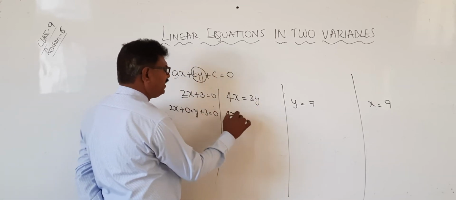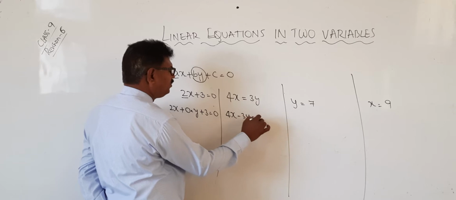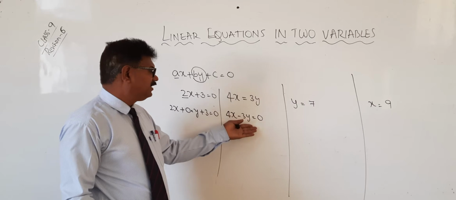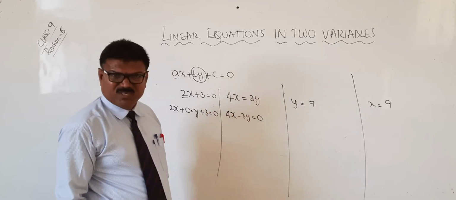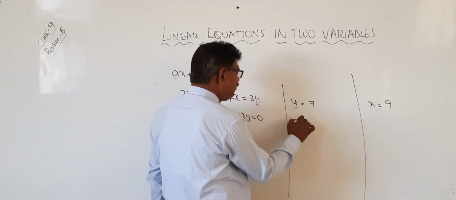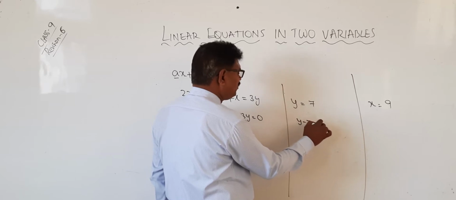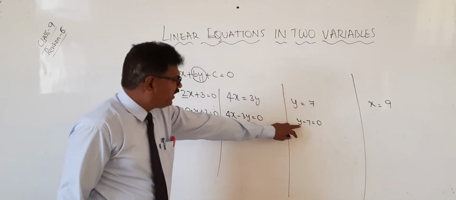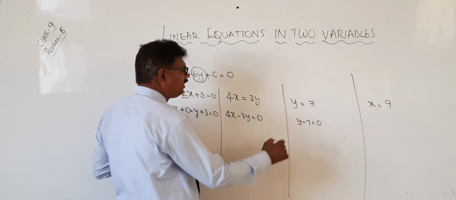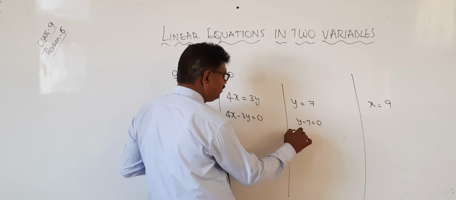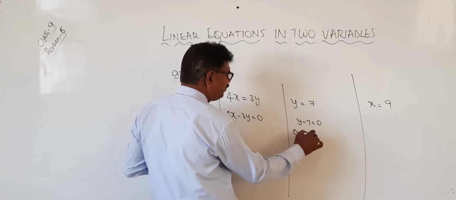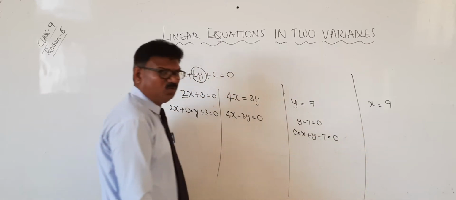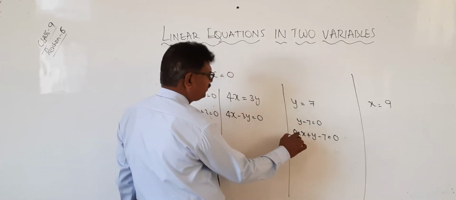4x plus 3y, if it comes here, 3y equal to 0. Automatically it will become the standard equation, because plus 0 or minus 0 you get the same thing, right? Here you see y minus 7 equal to 0. Now compare. Here y is there, x term is not there. 0 into x plus y minus 7 equal to 0. You can compare like this.